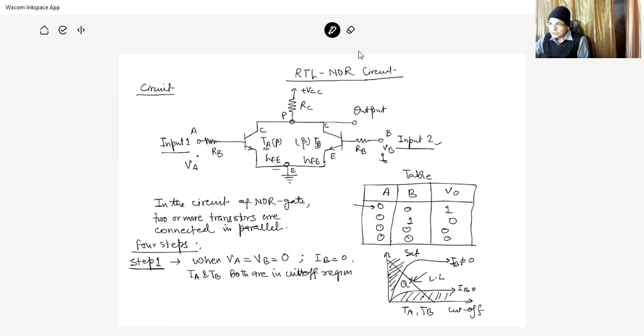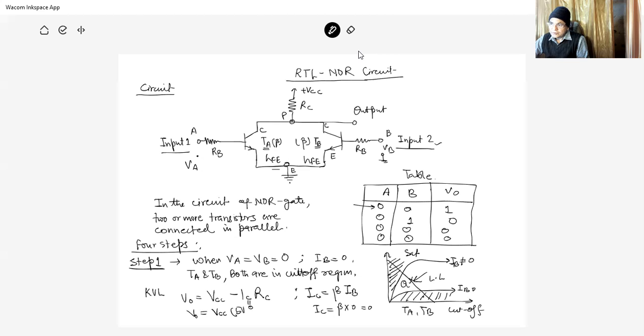So at step 1, VA is equal to VB is equal to 0. So IB is equal to 0, and transistor A and transistor B both are in cutoff region. If you apply Kirchhoff's voltage law, V output is equal to VCC minus IC RC. What is IC? IC is equal to beta into IB, and IB is equal to 0. So beta into 0, and therefore IC is equal to 0, and this drop is equal to 0. So V0 is equal to VCC.